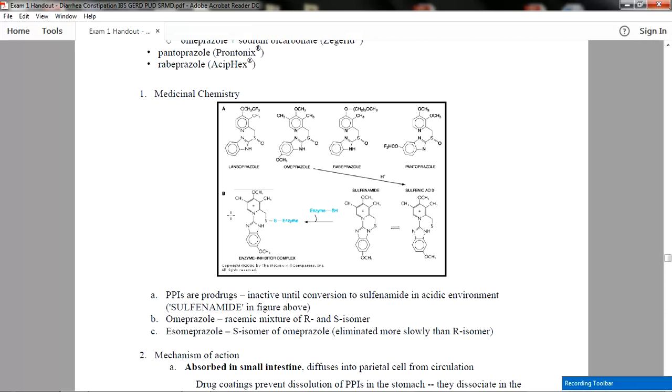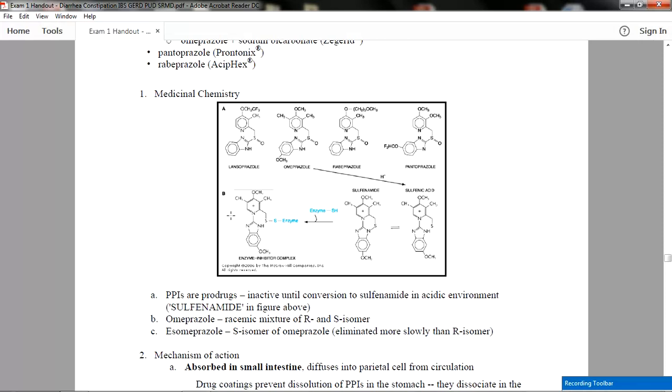And I'm not sure that it's exactly defined how it gets out, but when it gets out of the parietal cell, this is very interesting the way this works, and very fortunate in a sense. When it falls out of the parietal cell, it's going to almost immediately be exposed to all that acid, right? Because the parietal cell is producing the acid. So when it gets exposed to that acid, it gets activated immediately to the sulfenamide, and then it's going to bind to the first thing it can find that has a cysteine.